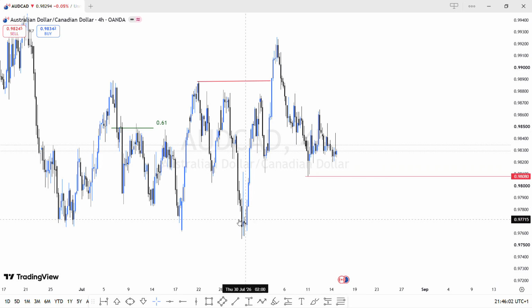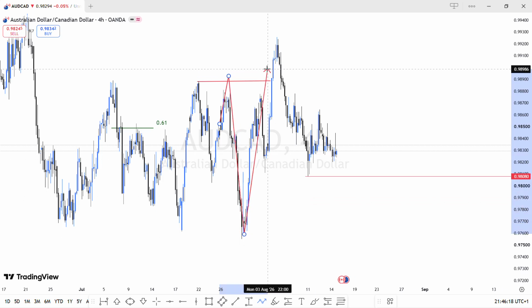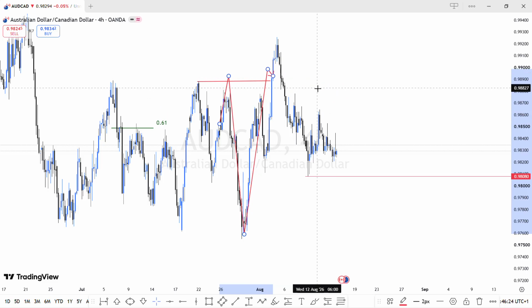Last week we missed this trade over here just because we didn't have this break of structure. This point didn't break this area, so that is why I didn't call it out on my Telegram. So we missed it, but that is just the financial market.